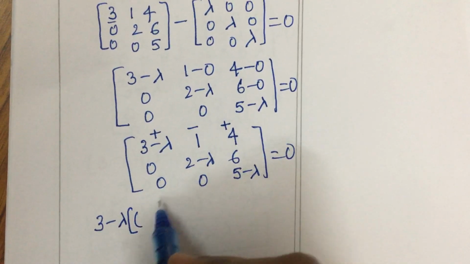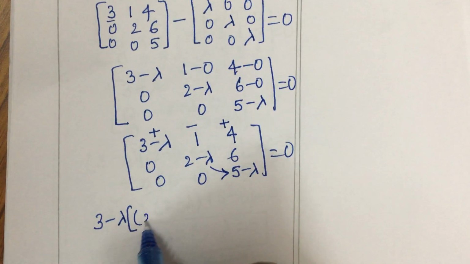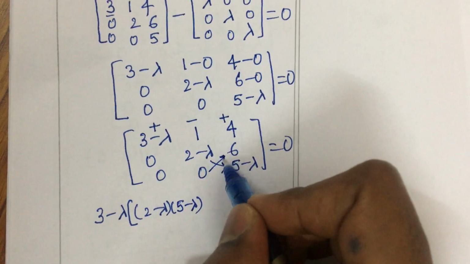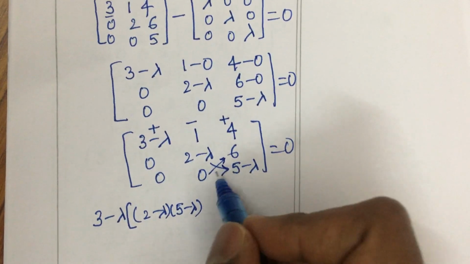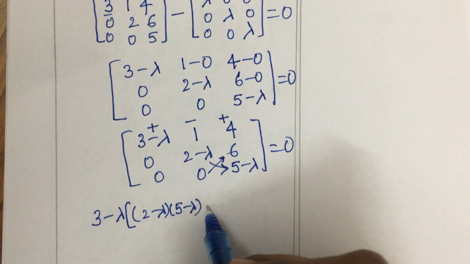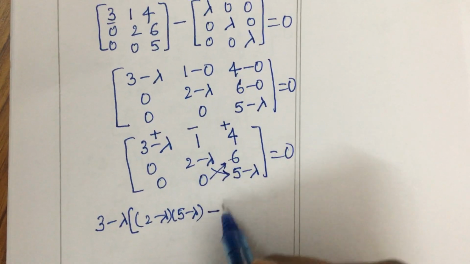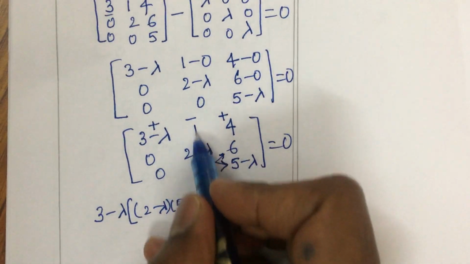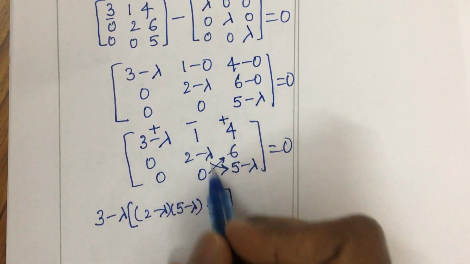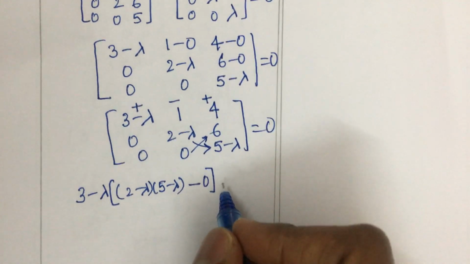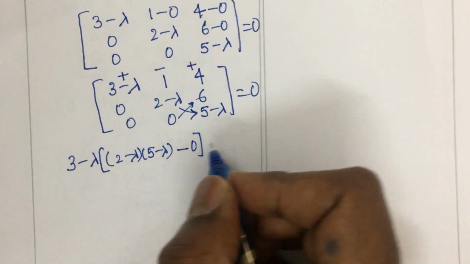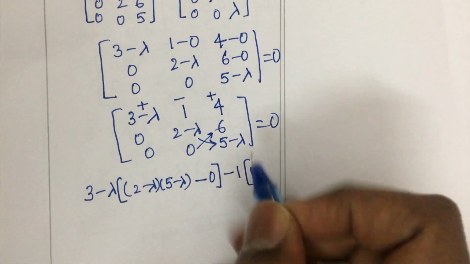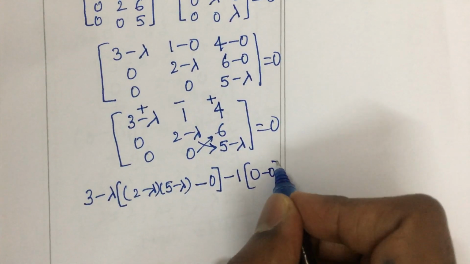The diagonal elements are 2 minus lambda into 5 minus lambda, which I have explained for all of you on my channel, along with how to work out the determinant and the subtraction, addition as well as multiplication of matrices. Then minus of 0 into 6 is 0. Later we work out the second row and the second column. For that I get minus of 1 into, so 0 times this is 0 and 0 times 6 is also 0.